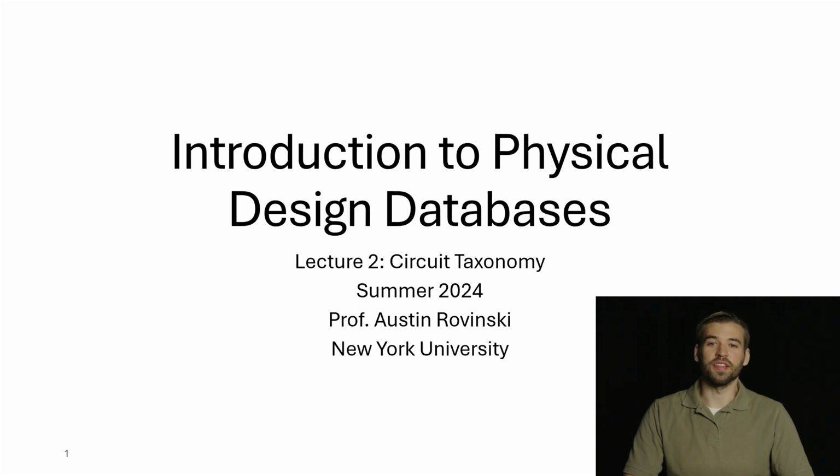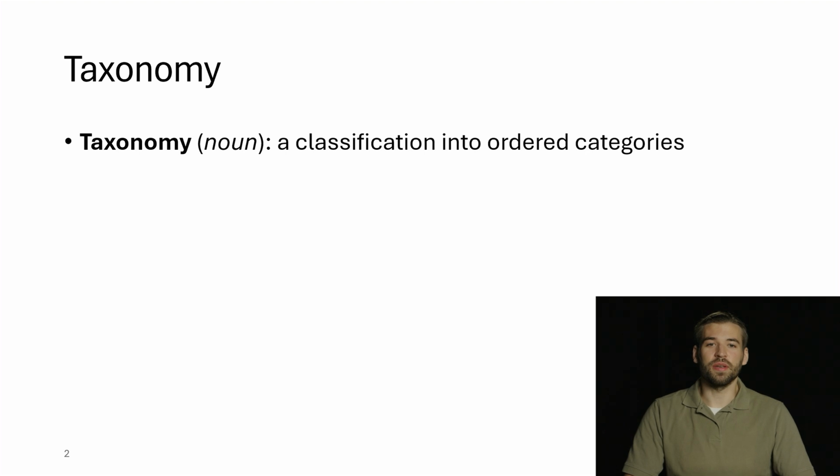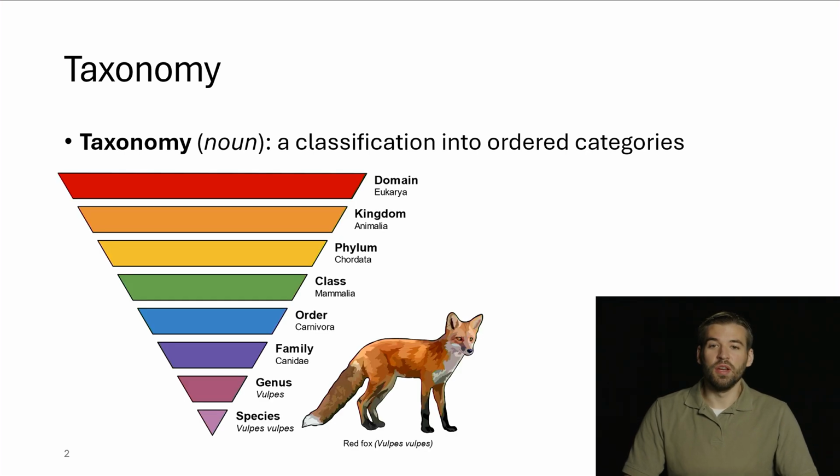This is the second lecture in my mini course on physical design databases, and this lecture will focus on circuit taxonomy. So what is taxonomy? Taxonomy is just a fancy word for how things are classified and ordered into categories. You may be familiar with taxonomy in biology, where different animals are classified into a specific hierarchy so that biologists can be very specific about the animal that they're talking about.